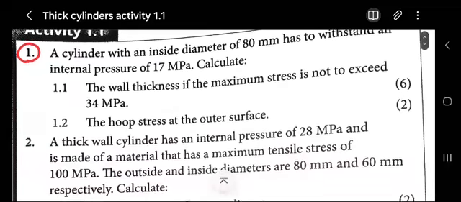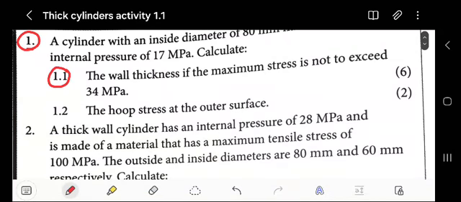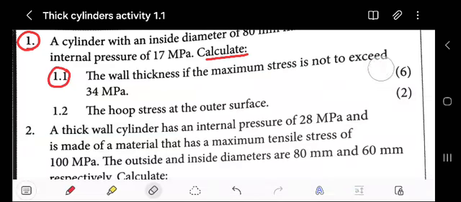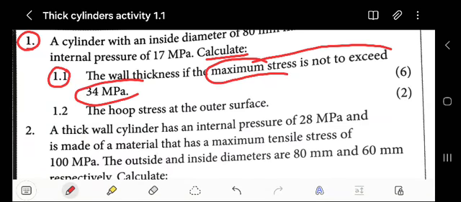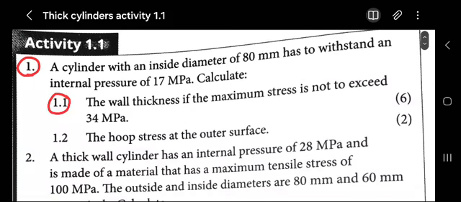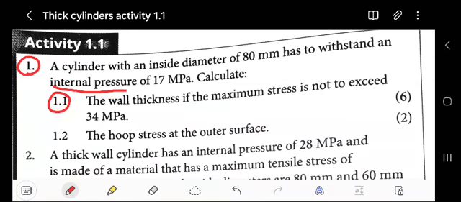So let us check 1.1.1. It says calculate the wall thickness if the maximum stress is not exceeded. We have been given the maximum stress. I've told you guys, when you're talking about maximum stress, it is the positive maximum stress that cannot be exceeded. This is a hoop stress, simply a hoop stress. The maximum hoop stress occurs, if you are dealing with internal pressure, in the smallest diameter, which is the internal diameter.